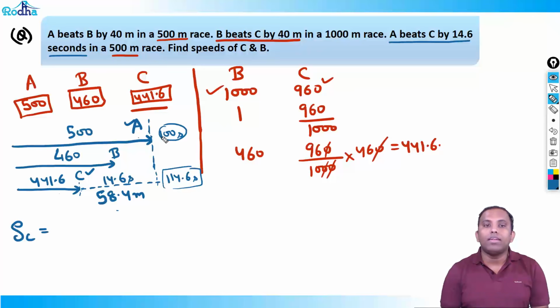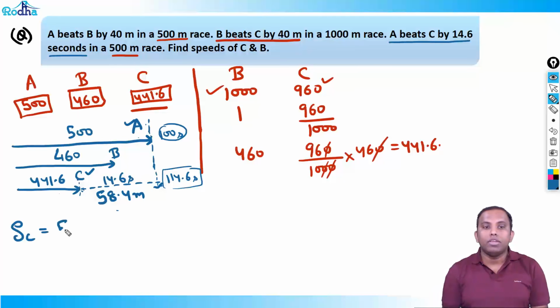So after 100 seconds, A is at this point and C is at this point. After 114.6 seconds, C is at the finishing line. That means in a further 14.6 seconds, C can cover the deficit distance, that is 58.4 meter. He was lagging behind A. So C can cover 58.4 meter in 14.6 seconds.